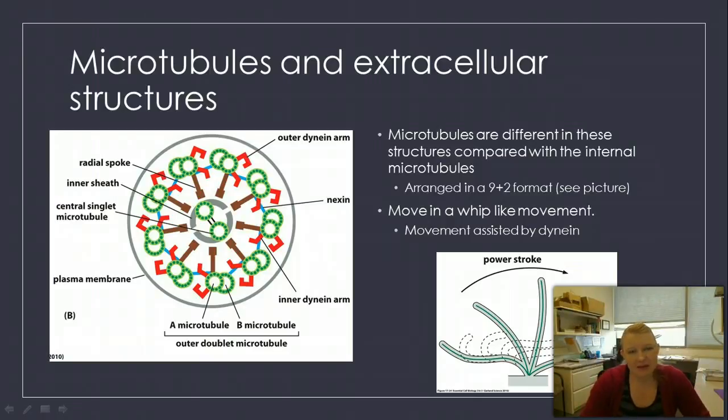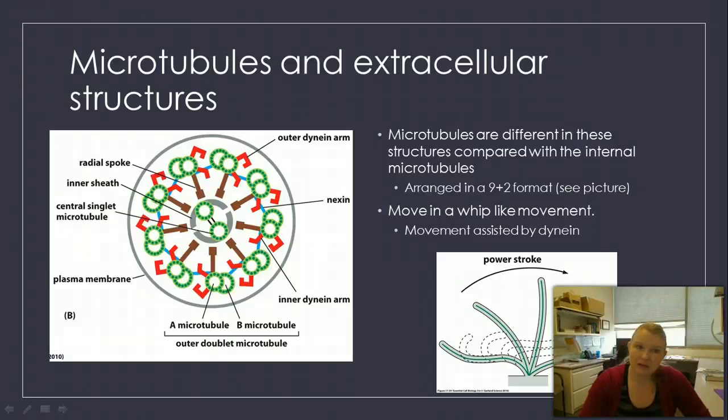Now, I'm not too worried about you understanding this exactly, but I do want you to understand this 9+2 format, how it's different than the traditional microtubules, and how this allows for the cilia and flagella to move in the direction that we've just talked about, that power stroke.